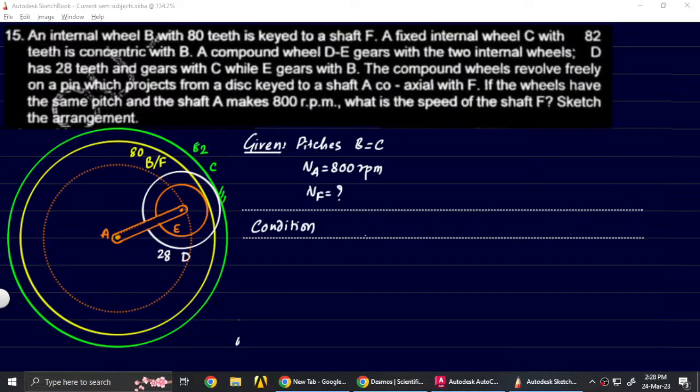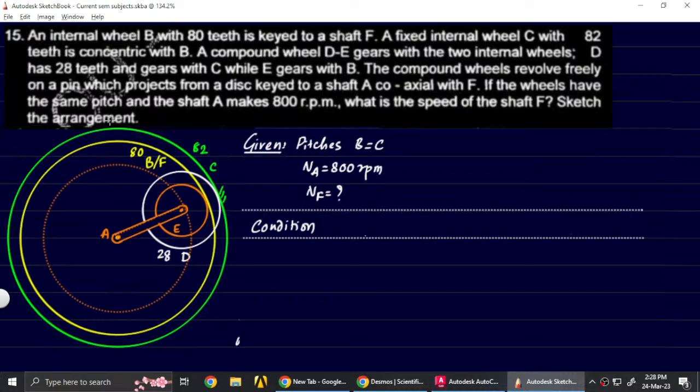Hello. In today's class, we will be taking up this problem on internal gears. This is a problem from epicyclic gear trains, and only the statement is given to us. So based on the statement, we'll have to draw the diagram here.